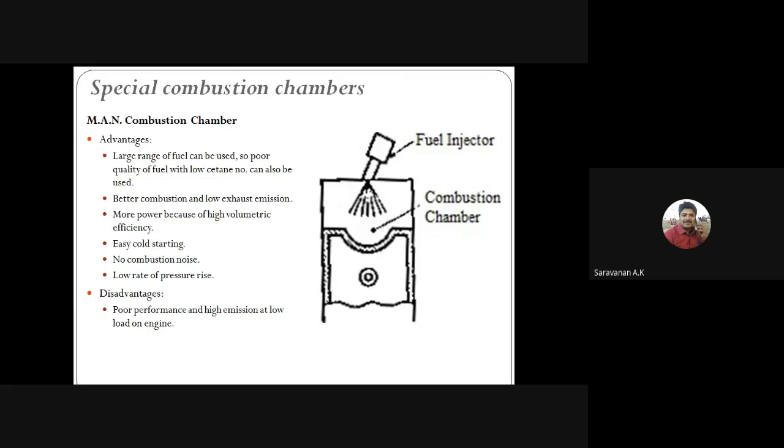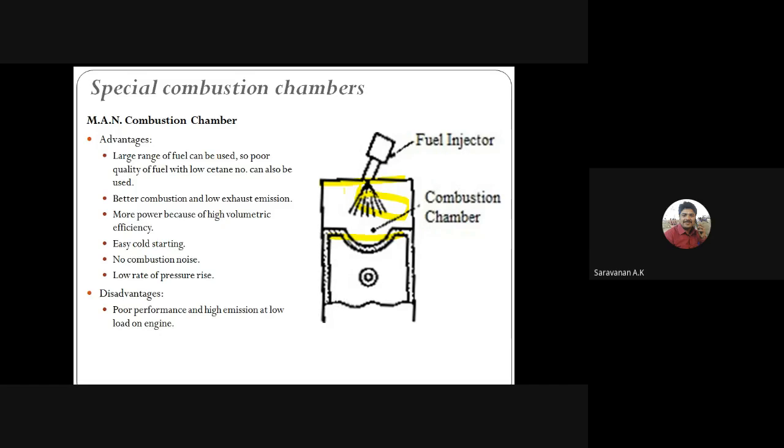It was developed in 1954. It is a special type of open combustion chamber, where the fuel is injected into the space between the piston and the cylinder head. It is very suitable for very small, high speed engines.